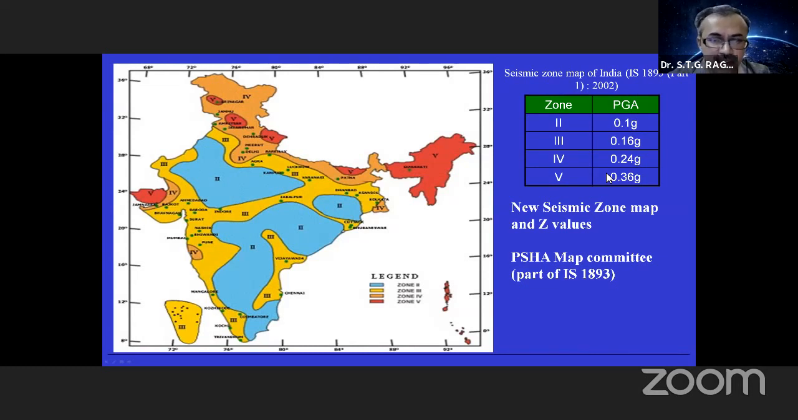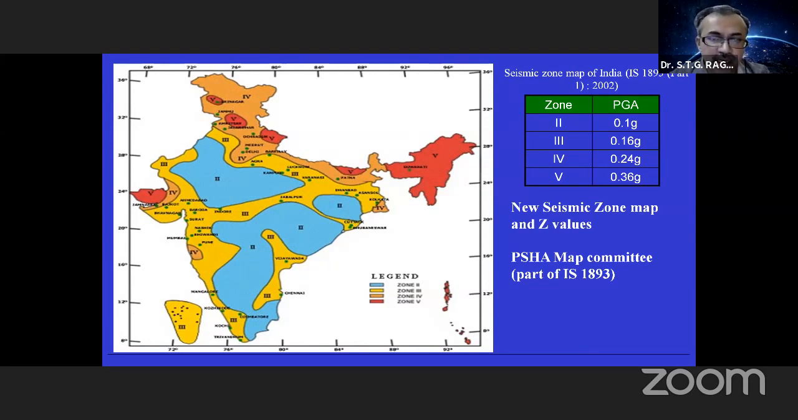That is given in our IS code. Now, if we show this map to any practicing engineer and ask his opinion, he will say that these values are too high. We can't design with them, there are so many issues. That is their opinion.